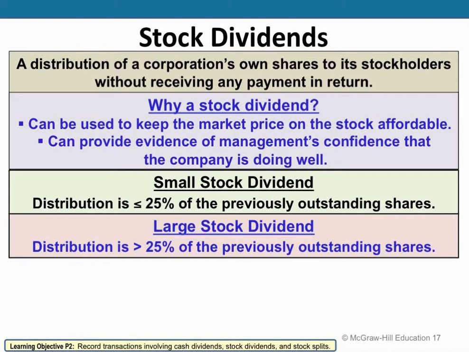We're going to have 2 different types of stock dividends that we'll take a look at. One is a small stock dividend, where less than 25% of the previously outstanding shares are distributed. So if we had 1,000 shares outstanding and we provide 100, that's 10%, so that's a small stock dividend. A large stock dividend is greater than 25%. So if we had 1,000 shares outstanding and we distribute 500 shares, so for every 2 shares you own, you get 1 share of stock, that's considered a large stock dividend.